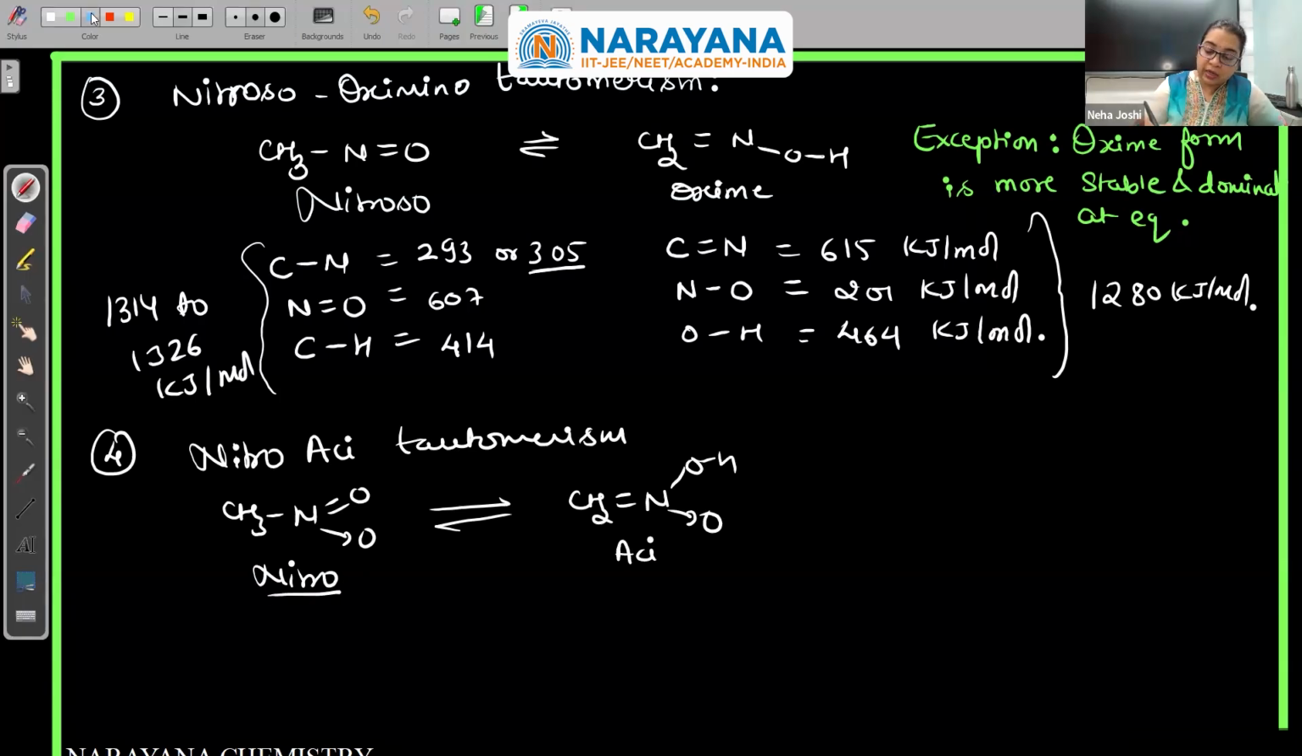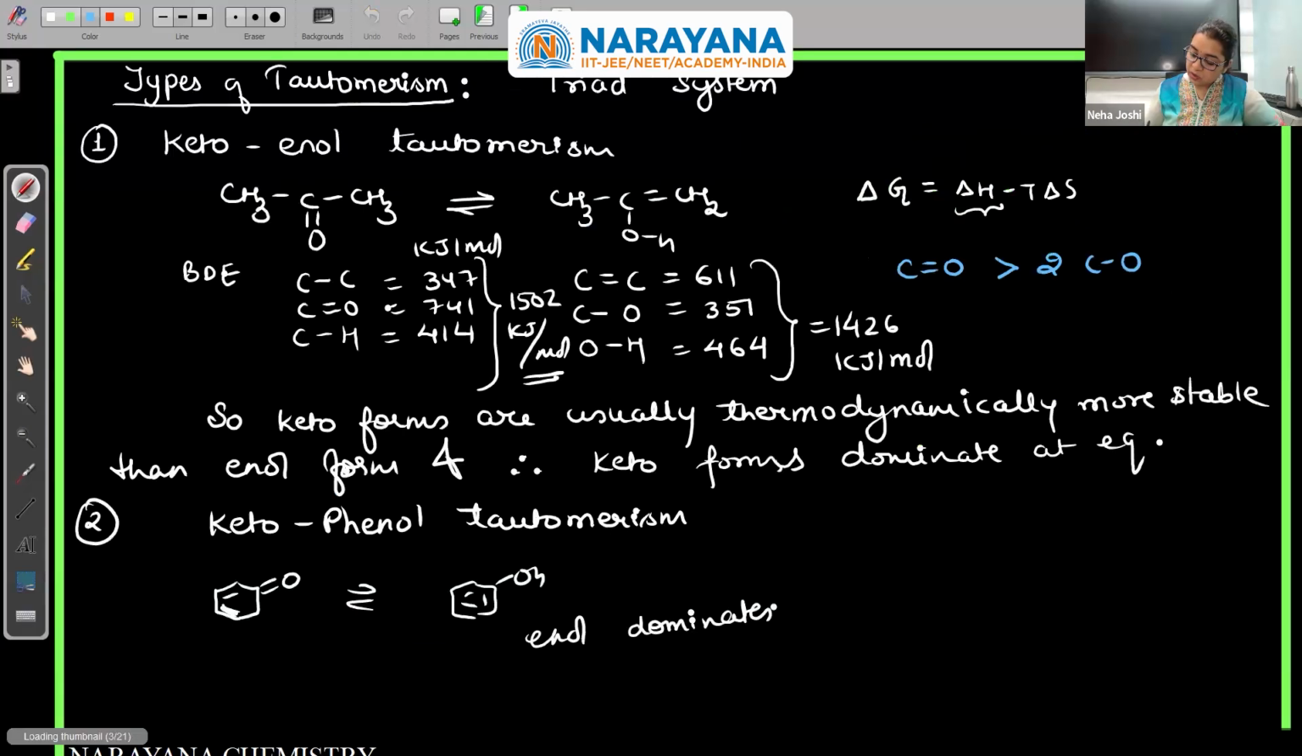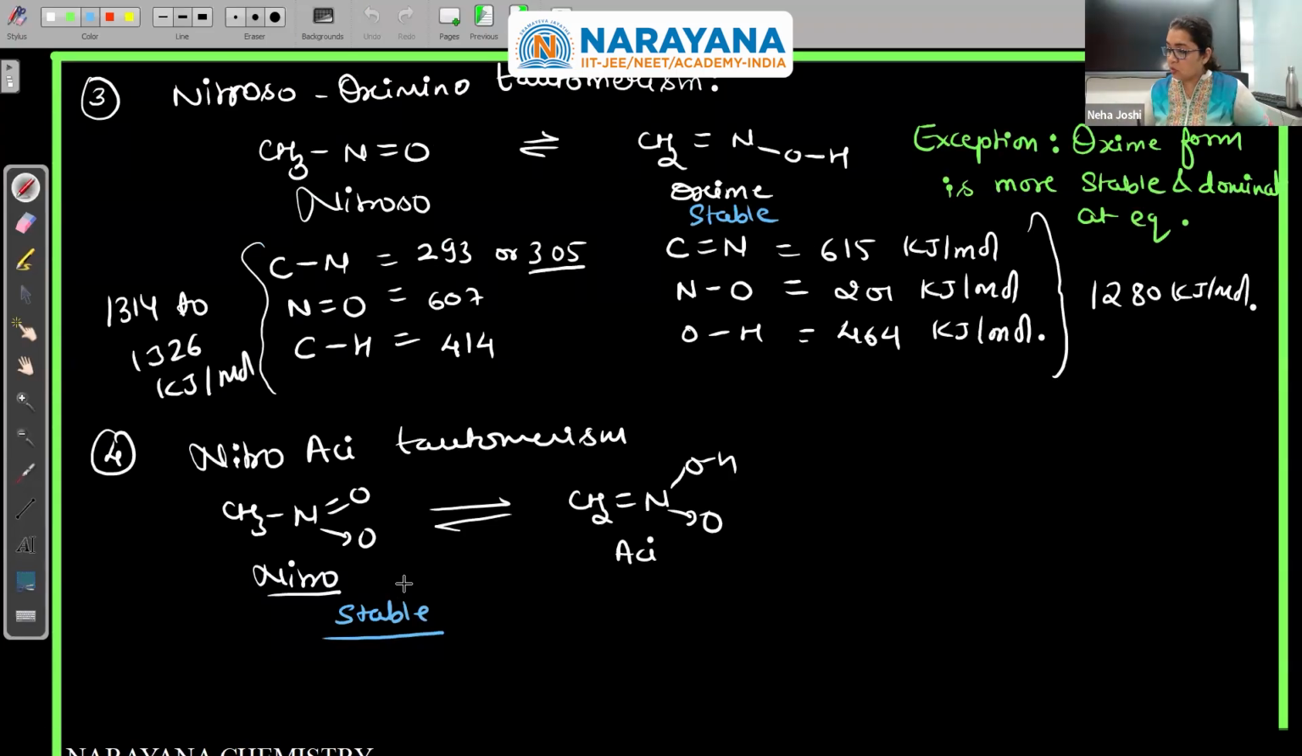And it is found that equilibrium goes to this side. This is found to be stable. Here, this was found to be stable. Okay. Here, this was stable. Here, this was stable. Clear? So this is found to be more stable.